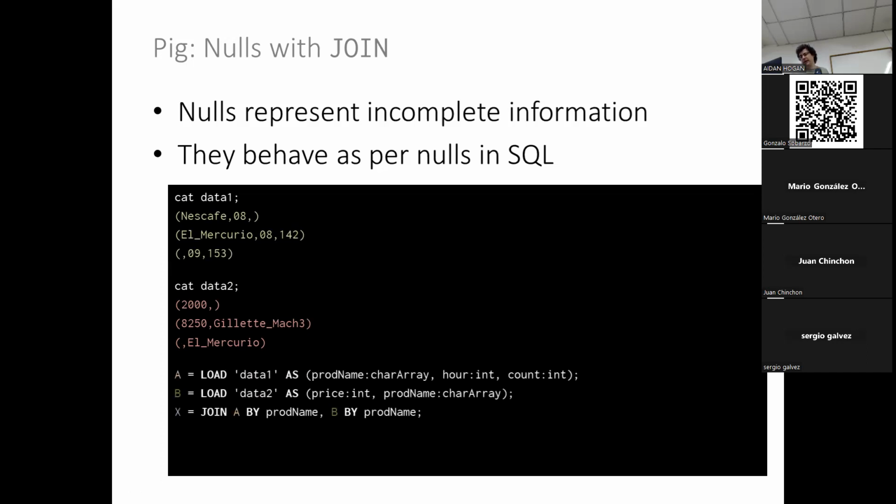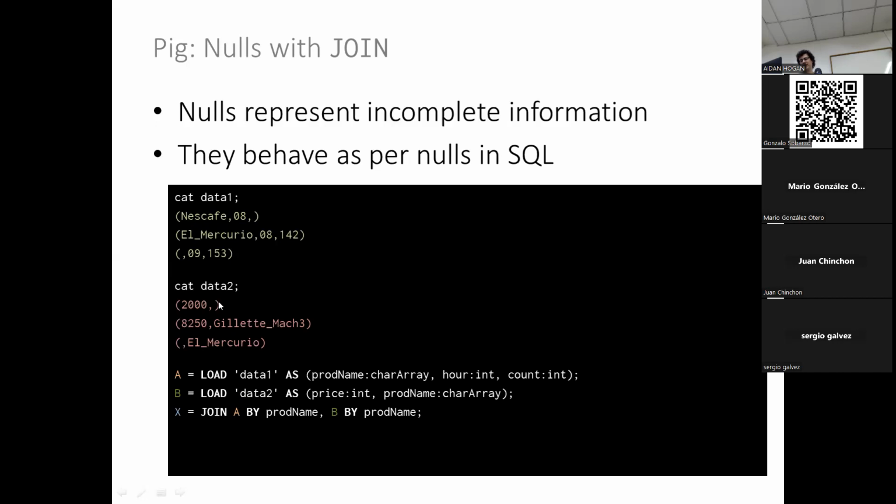Okay, so if we load the data into A and B, and then we do a join into the result of X. The question is, what should X return for us? So how many tuples do we think will be in X? We're doing an inner join here, a standard join. So we're joining product name by product name. So we're joining this column here with the second column here.